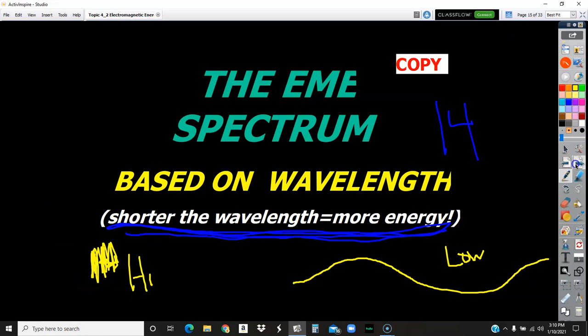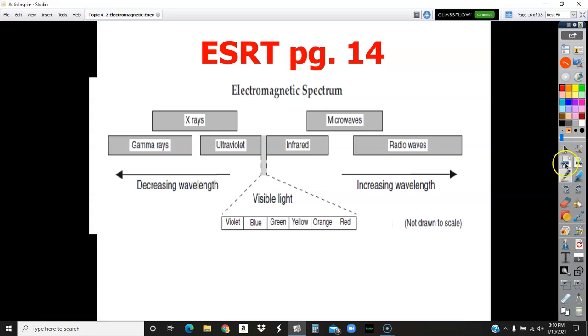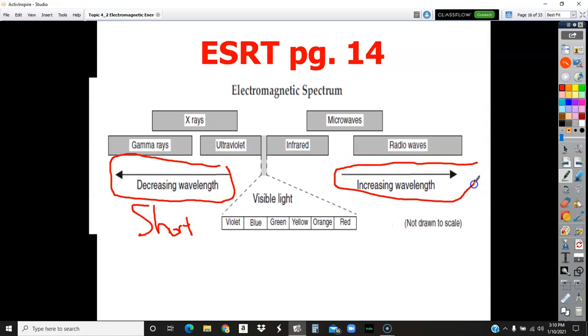And so in your ESRT, and this is what you'll need for one of the assignments this week, they list the spectrum. Notice over here, decreasing wavelength. That means these are short waves. And over here, increasing wavelength. These are your long waves. And you can even add this to your ESRT if you want. Make a little note on there. The decreasing wavelength, because they're short waves, they're going to be really squished like this. They're going to have high energy.